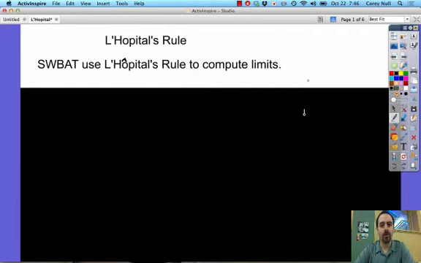Okay, we're going to talk today about our first topic that's strictly a BC topic. This is a topic called L'Hopital's rule. It's used to compute limits.